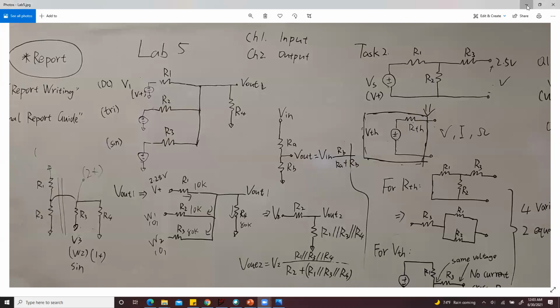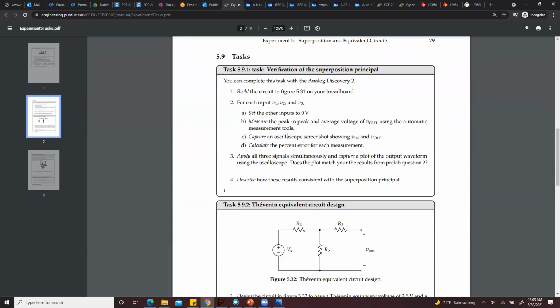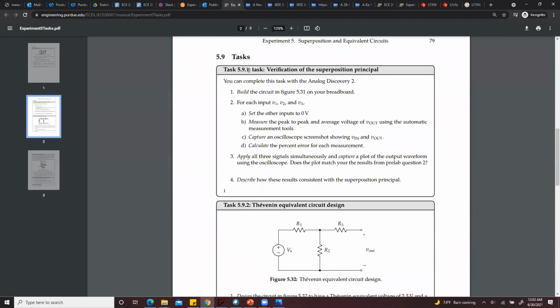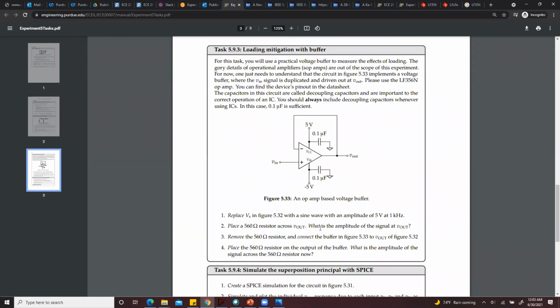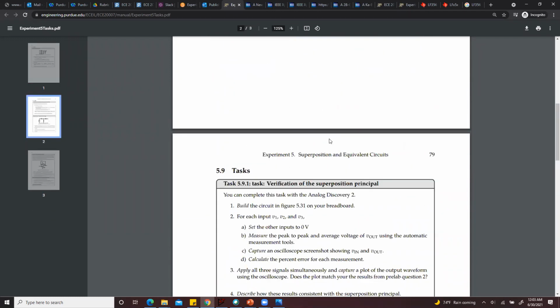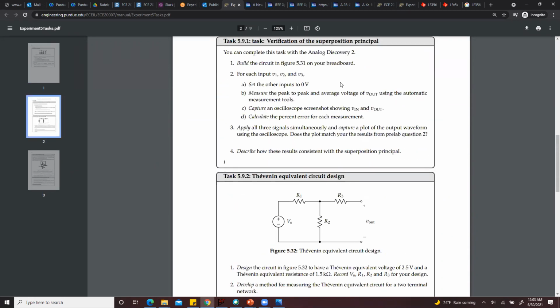So that's your pre-lab. Let's talk about the tasks. For lab 5, you will have 4 tasks. Task number 1 and task number 4 are related to the pre-lab. For task 1, you will build the circuit from the pre-lab on your breadboard.